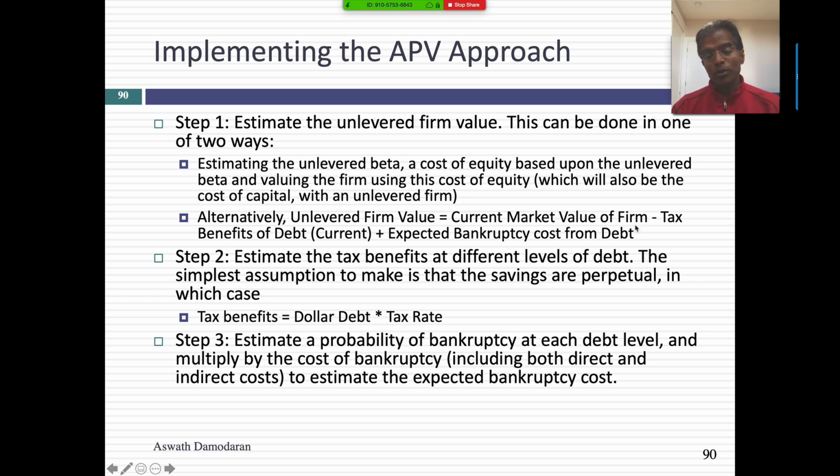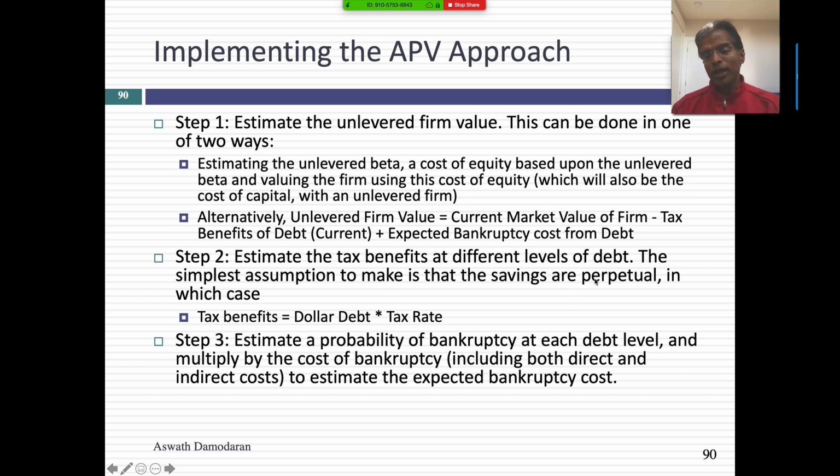Instead, you can start with the market value of the firm today, with the debt, and then take out the effects of the debt. By doing what? By subtracting out the tax benefits you're getting from your existing debt and adding back the bankruptcy cost you created for yourself by borrowing that money. You're reversing the effects of the debt. So that's the first step, getting an unlevered firm value. Is that difficult to do? Well, it's a little messy, but you can get there.